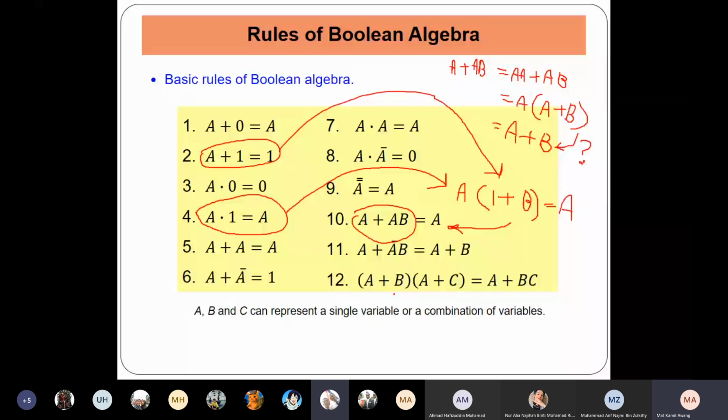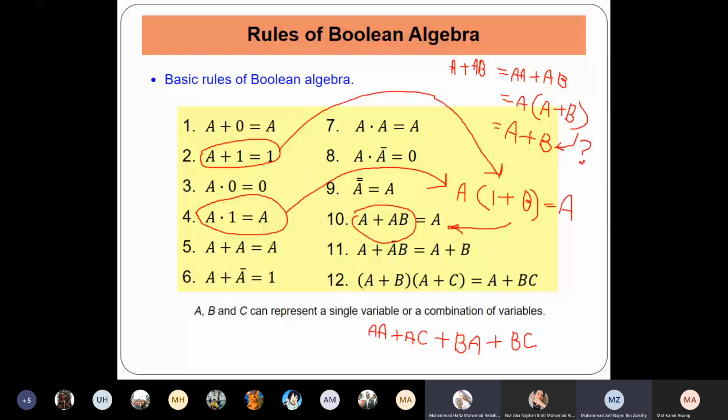Number 12. You use the distributive law. So this one is basically A or (A and C), then B and A, or B and C.